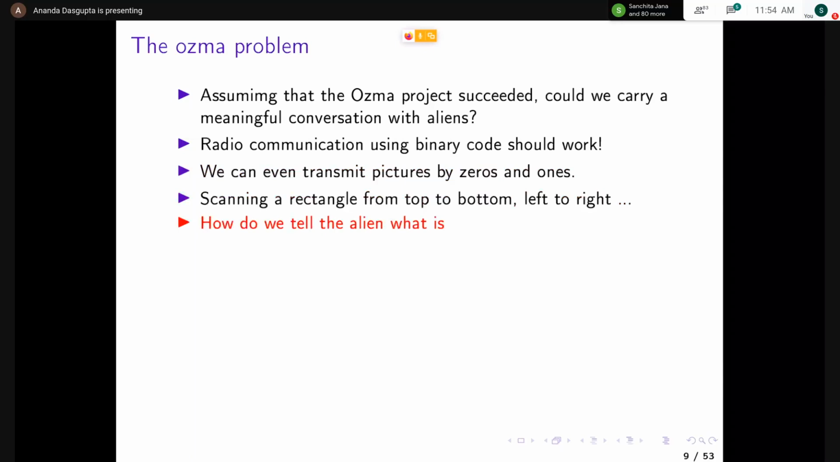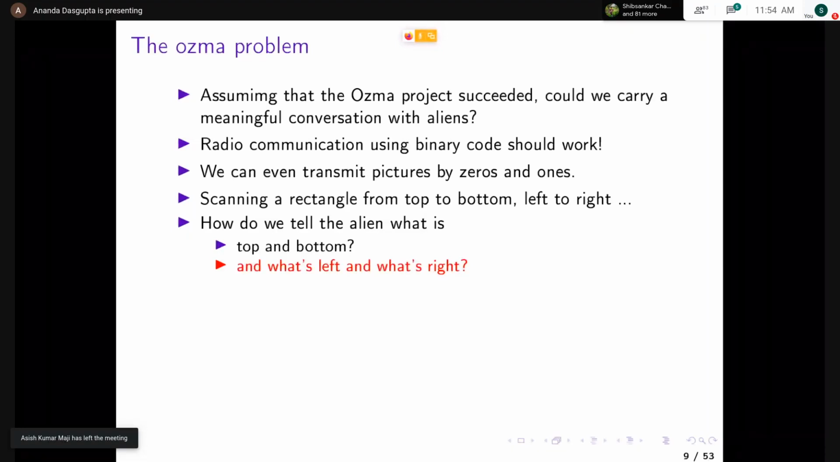The only problem is, can I tell the alien what we mean by top and bottom, and what's left and what's right? So in order to make sure that this alien can reconstruct our picture properly, he should know which way to go. If instead of going from left to right, it went from right to left, we would end up flipping the picture over. If it went from bottom to top, again another flip, a vertical flip in this case.